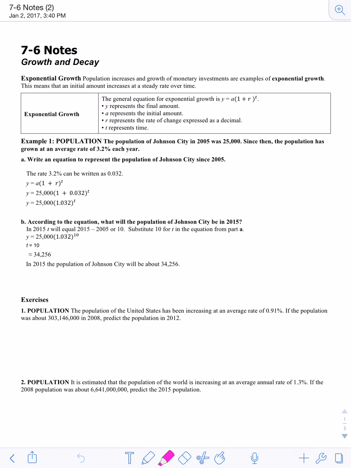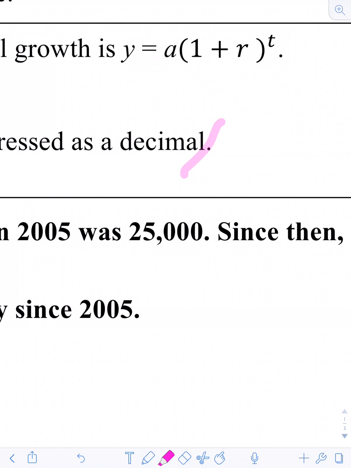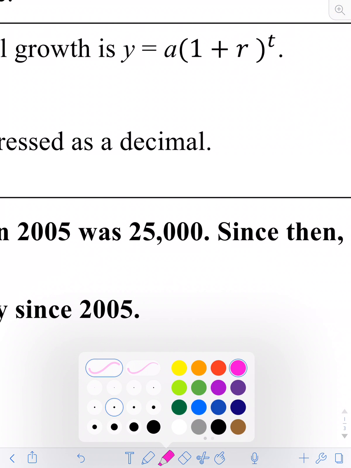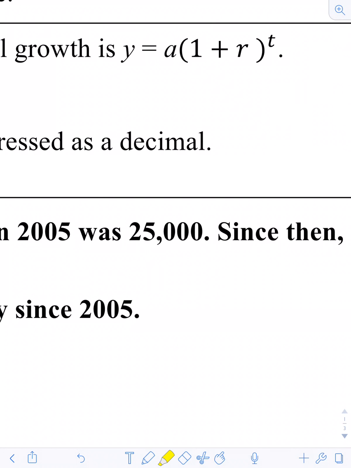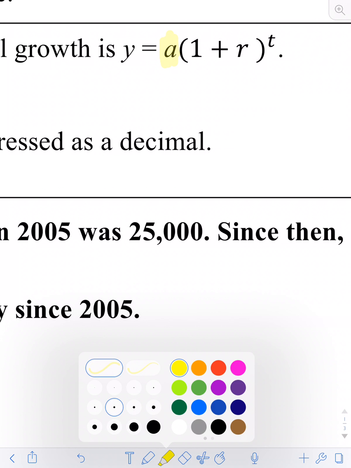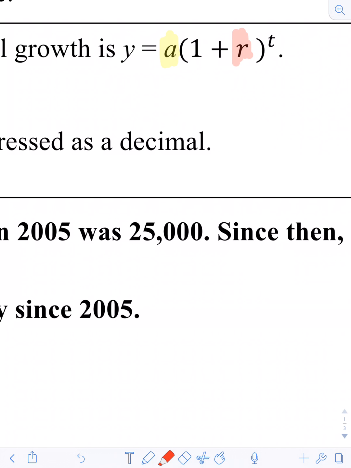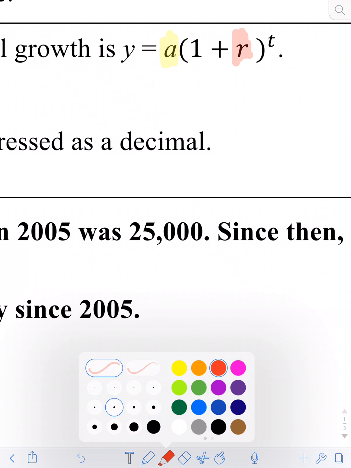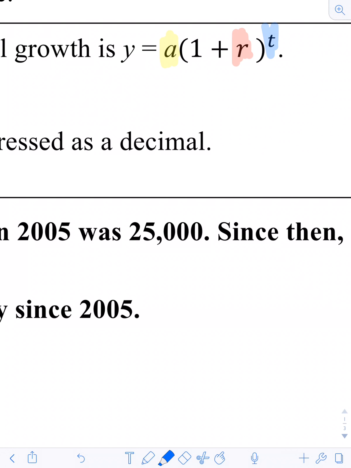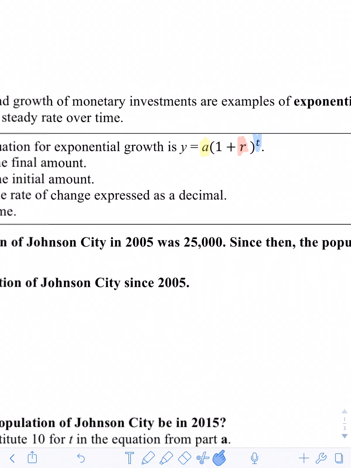Okay, so growth. If you look here at this formula, okay, this is what we're going to be working with today. There are three variables that we're going to be looking at. Everything that has anything to do with A is going to be yellow. Anything that has to do with R is going to be red. And anything that has to do with T is going to be blue. Okay, so let me zoom back out.